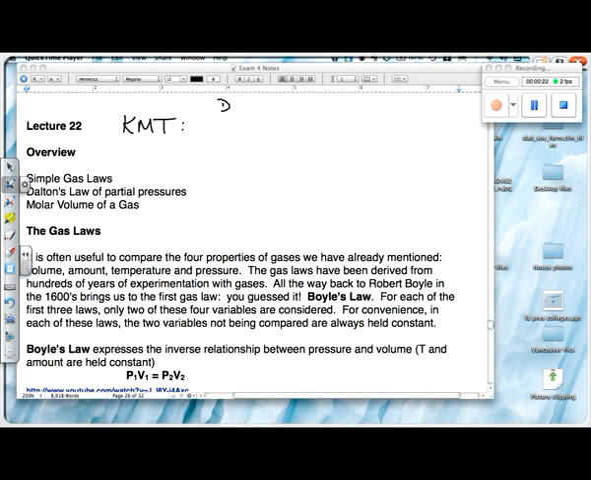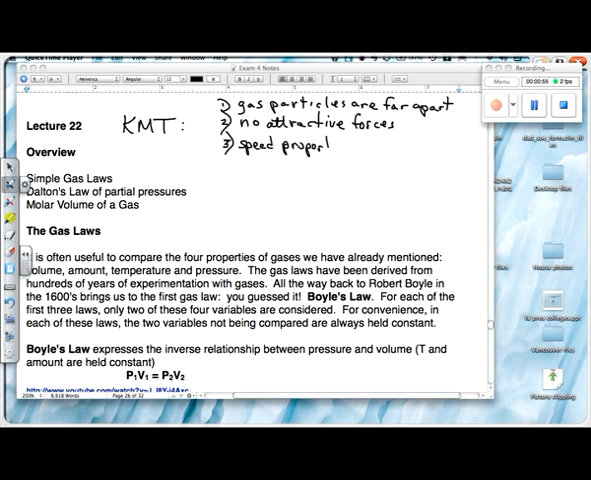One, gas particles are far apart, which allows for them to be compressible and so on, and also to not exert any attractive forces. So no attractive forces on our ideal gas that obeys the laws we're going to talk about today. Speed proportional to temperature. And I might have to peek for the fourth one.